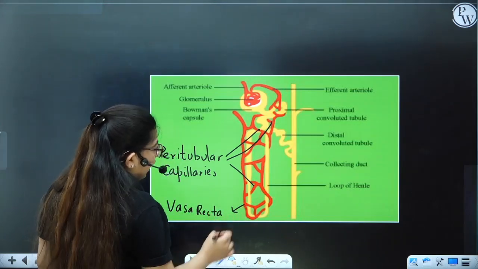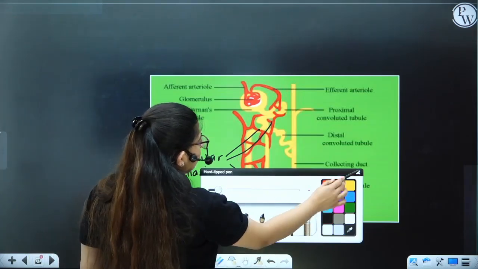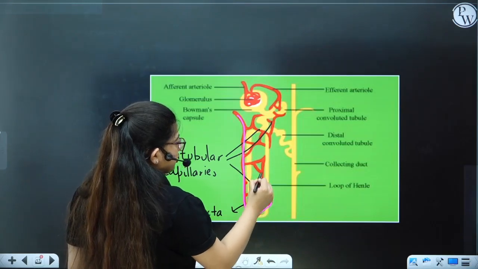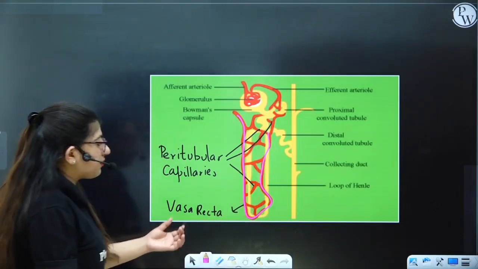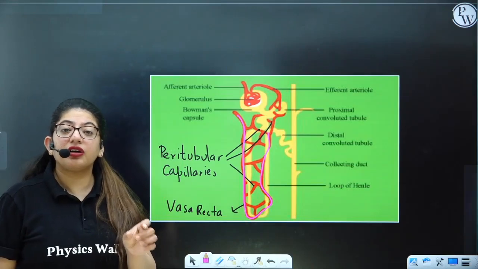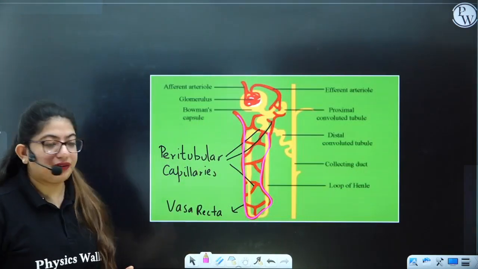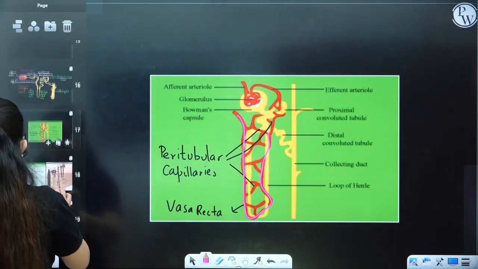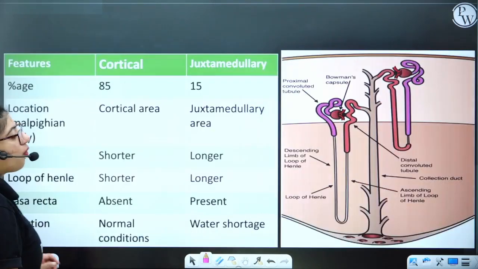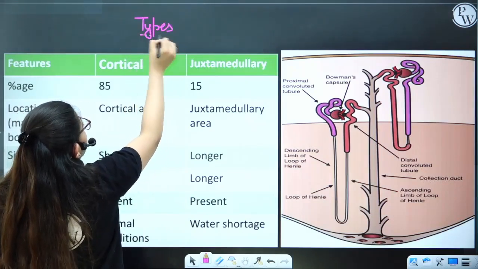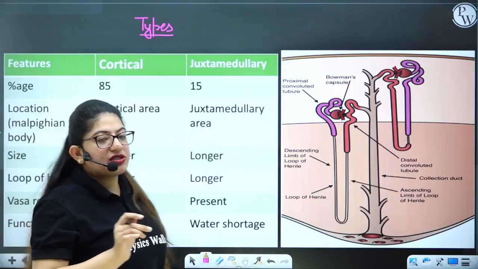One thing that you have are these capillaries. Another thing that you have is this structure, this one. This is known as vasa recta, which runs parallel to the loop of Henle. Fine? Okay. Moving further to what are the various types of nephron we have. We have two types of nephron. One is cortical and another is juxtamedullary.